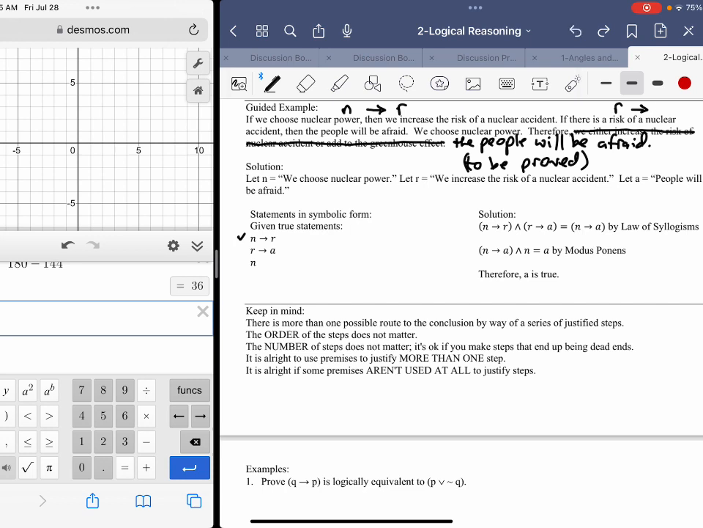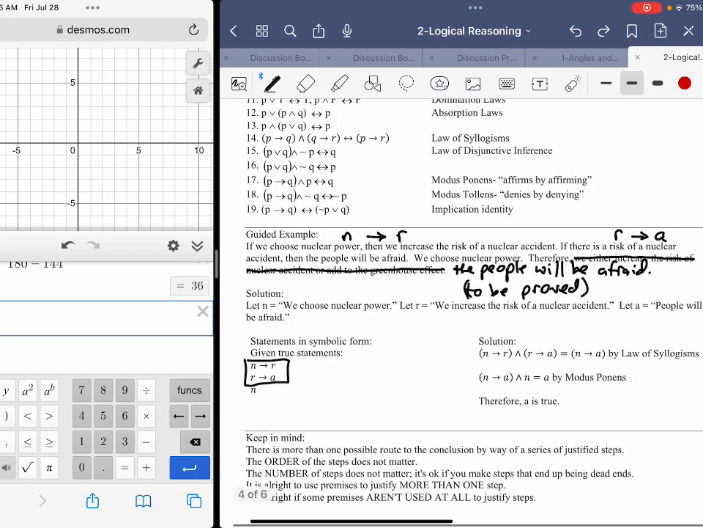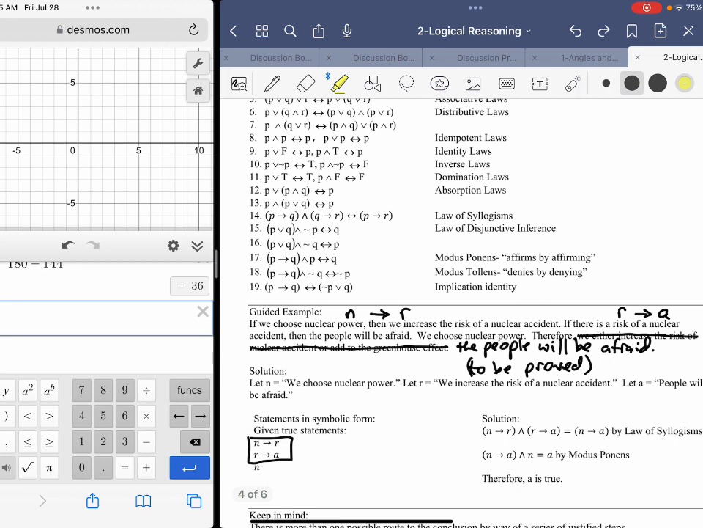So what I did was I took these two and I applied the law of syllogisms. All right, so when I say N implies R and R implies A, it's saying that I'm taking those two statements together and determining what the conclusion would be. Now, up in your table here, you see that there's one in item 14. P implies Q and Q implies R. Therefore, P implies R. They mean the same thing, all right?